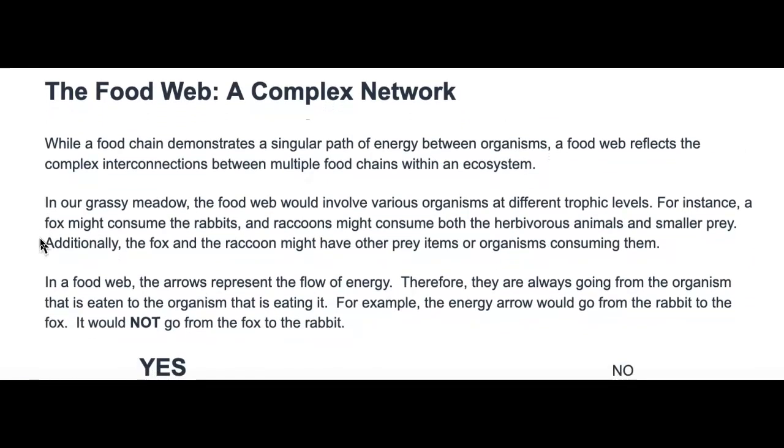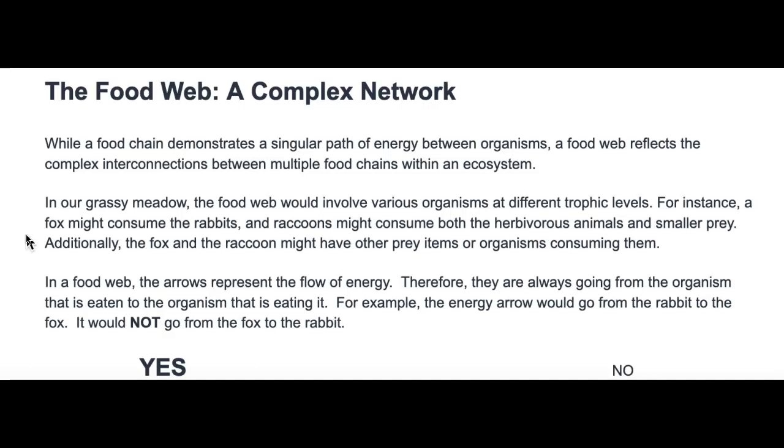The food web, a complex network. When a food chain demonstrates a singular path of energy between organisms, a food web reflects the complex interconnections between multiple food chains within an ecosystem. In our grassy meadow, the food web would involve various organisms at different trophic levels. For instance, a fox might consume the rabbits, and raccoons might consume both the herbivorous animals and smaller prey. Additionally, the fox and the raccoon might have other prey items or organisms consuming them.